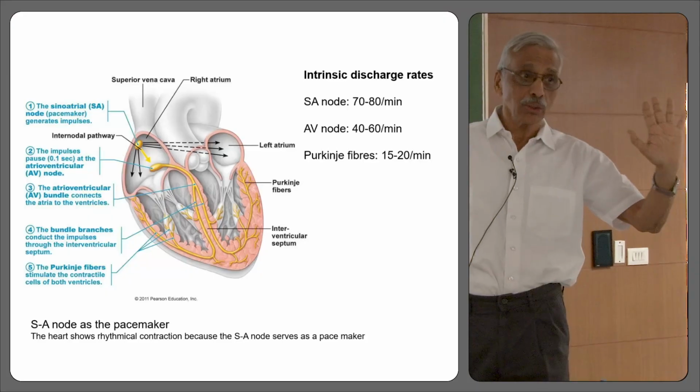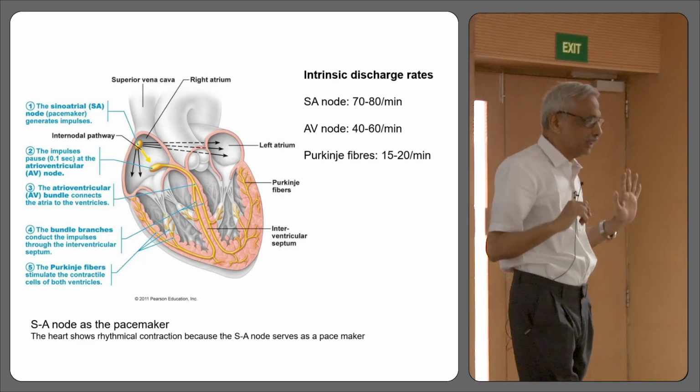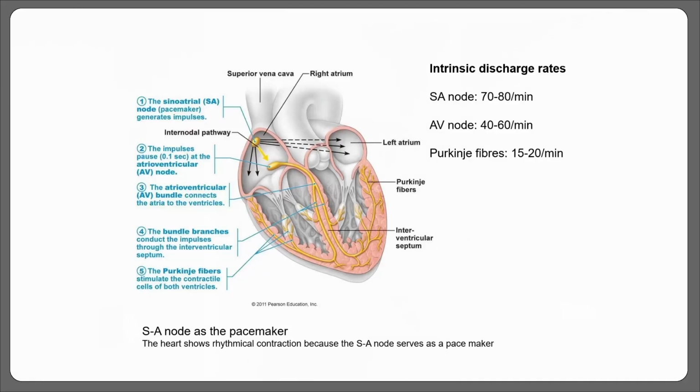And then the answer to your question is given on the right. Can you please read for me? SA node, how much is it? 70 to 80. Now, how much is my second sample, which is from the AV node? It is firing how many times on its own? 40 to 60. And the Purkinje fiber is firing at what rate? 52. Now I am asking you a very simple question.